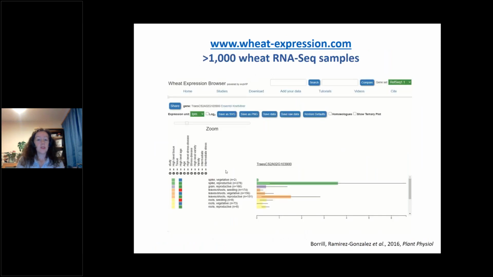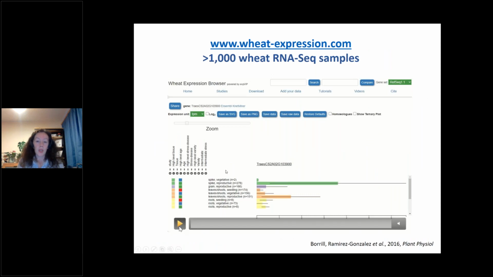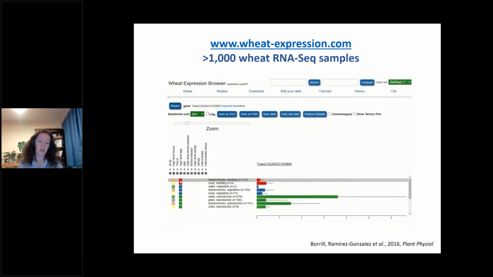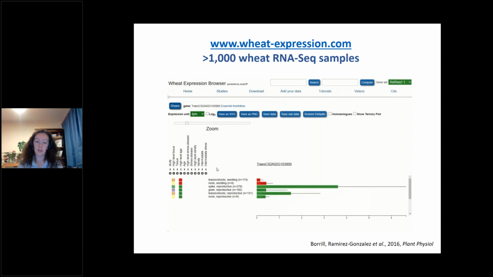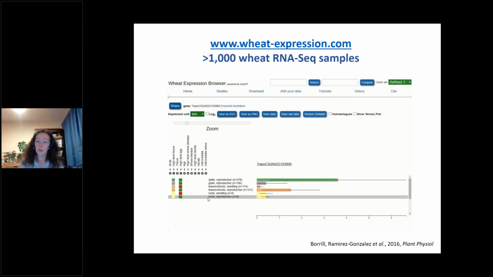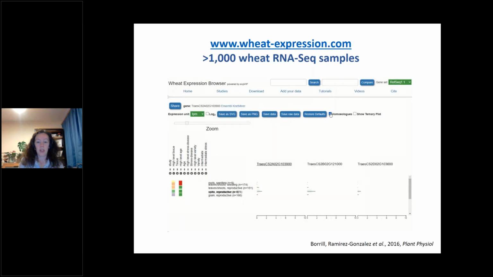And also, there's another set of wheat expression data available on wheat-expression.com, which I'll just, hopefully the video will work. And you can see here that we can look at a gene's expression. We can sort according to the different ages of the plants. We can specify which age of plant we're most interested in. We can also resort according to tissue, and we can also compare the expression patterns between the 3 homologs. And this browser incorporates data from over 1,000 RNA-seq samples. So it's likely you'll find a sample that's relevant to your particular biological question.